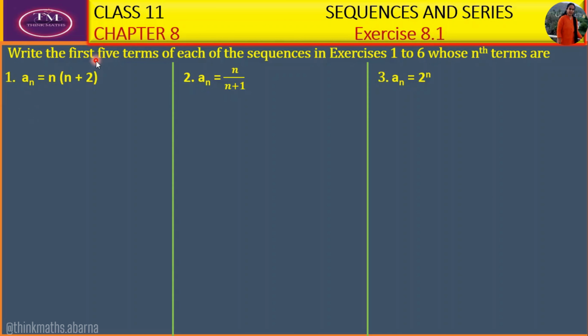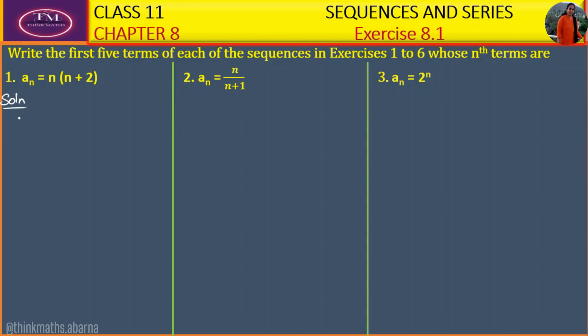Okay. Here the first part, the problems from 1 to 6. What we have to do in the problems from 1 to 6? Write the first 5 terms of each of the sequences in exercises 1 to 6 whose nth terms are given. So they gave the general term, and we have to find the first 5 terms. That means we have to substitute n is equal to 1, 2, 3, 4, 5 and find the value of each term. Clear? Okay. So let us start the first problem.